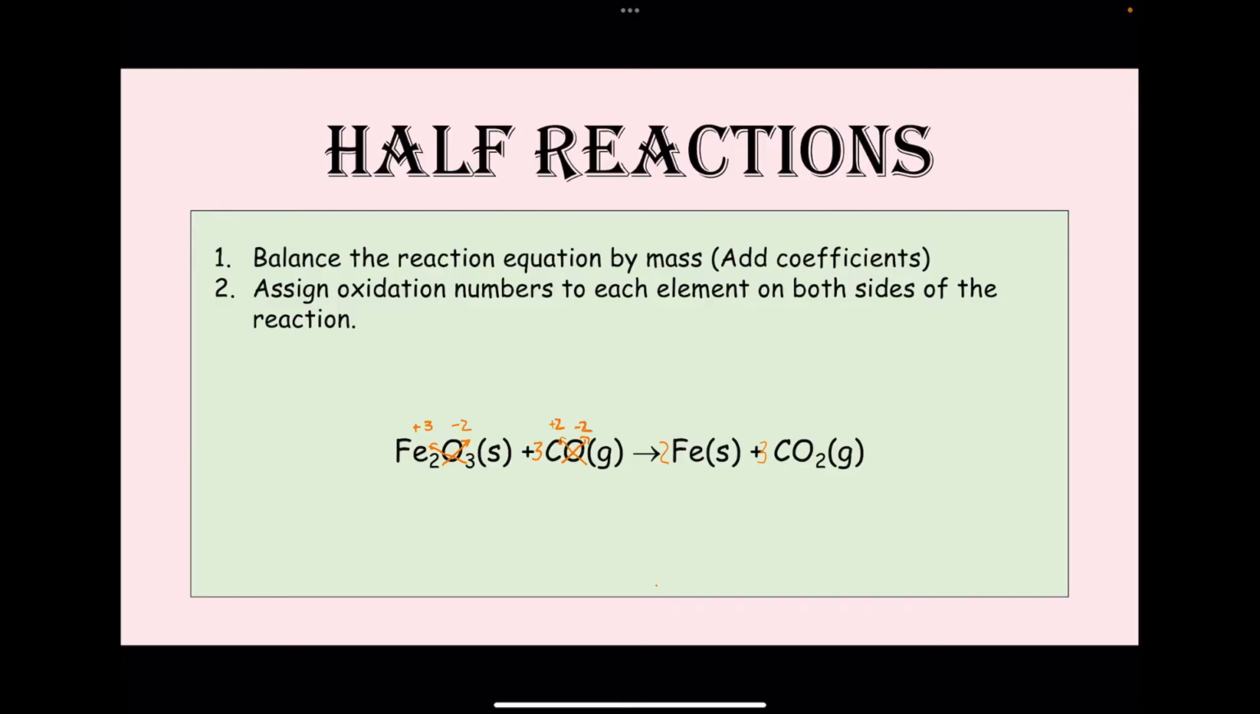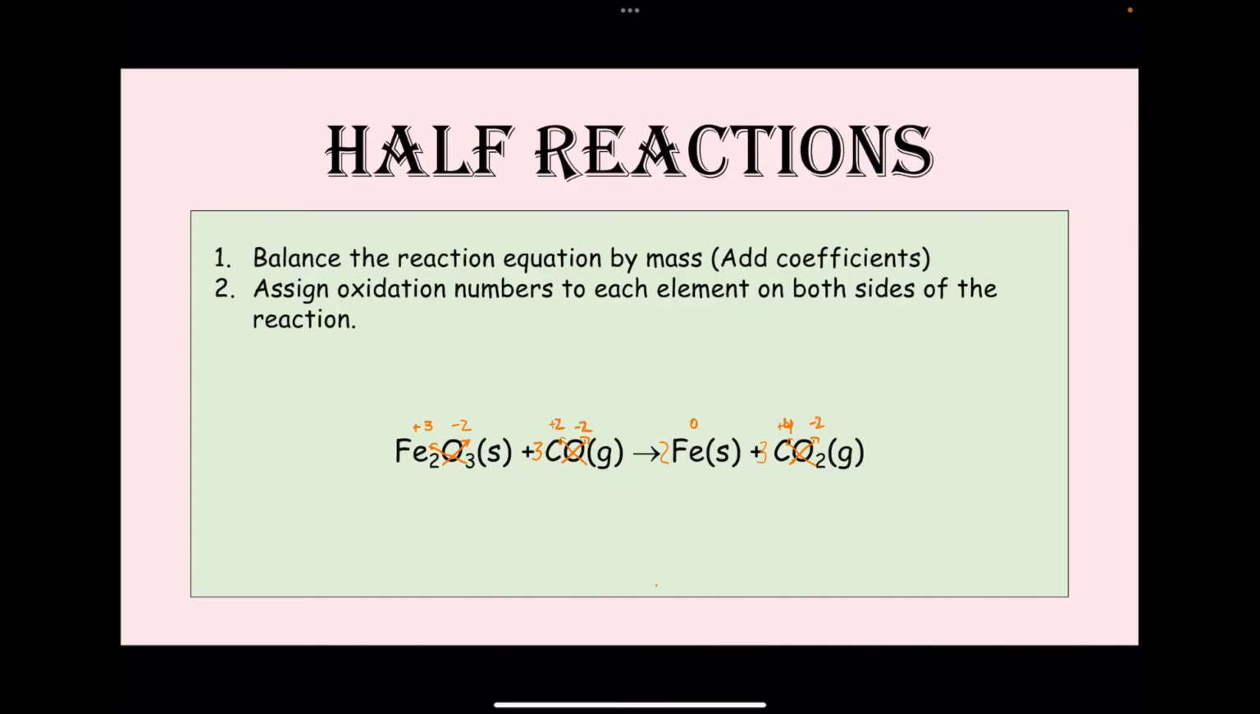Iron in the products is in the elemental form, so that's going to have a charge of 0. And then for carbon dioxide, once again, if we do the anti-crisscross, carbon gets a charge of +2 and oxygen gets a charge of -1. But then again, we want oxygen to be -2. So if oxygen is -2, carbon should be +4 in this case.